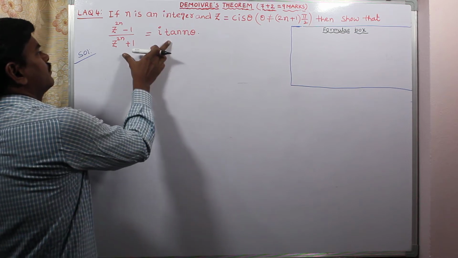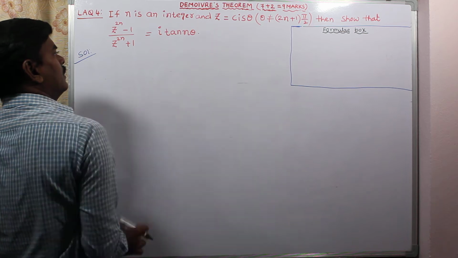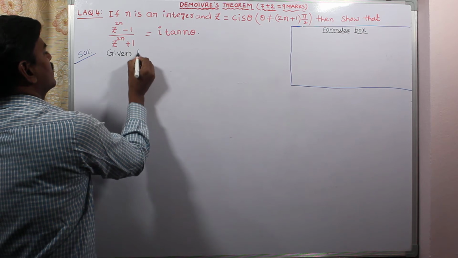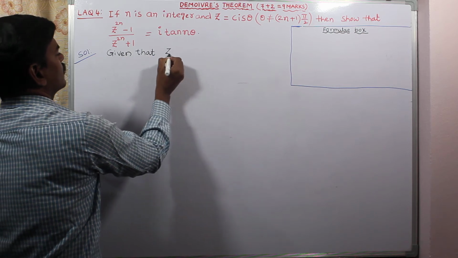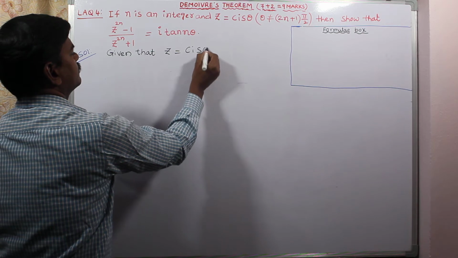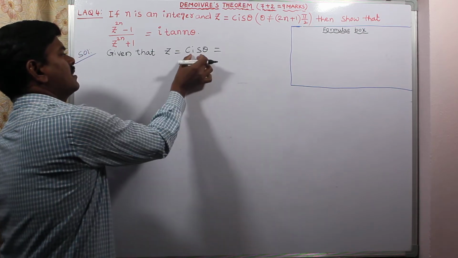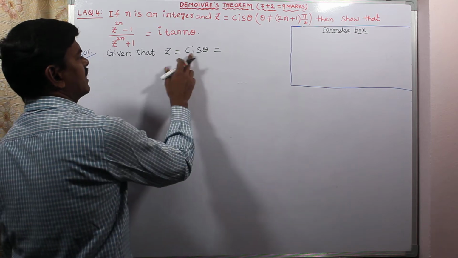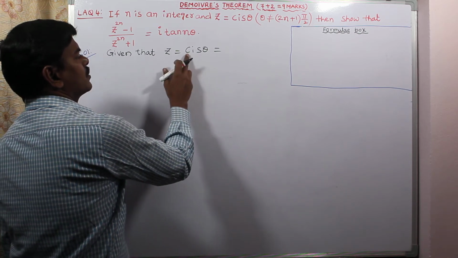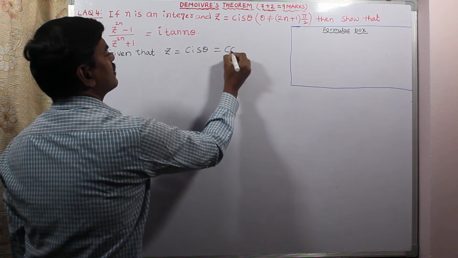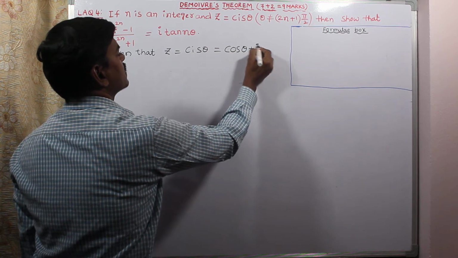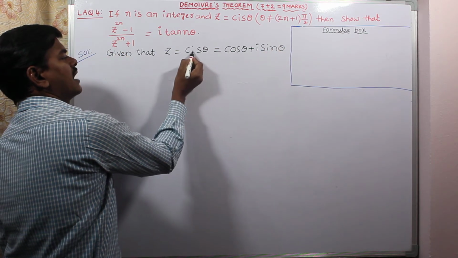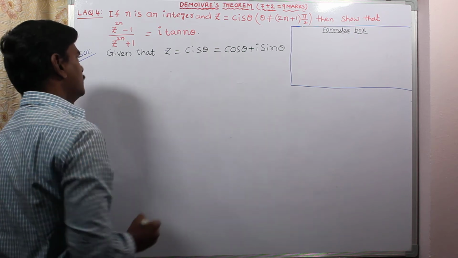To get the required proof, we can use the given data. Let us write the given data first. Given that z equals cis theta. Cis theta is the short form of z, so we have to write its original form. The original form of cis theta is cos theta plus iota sin theta.